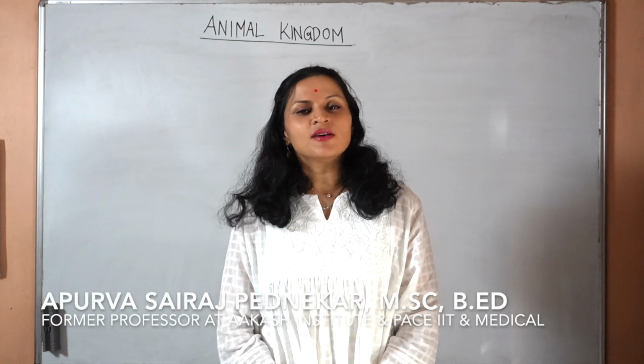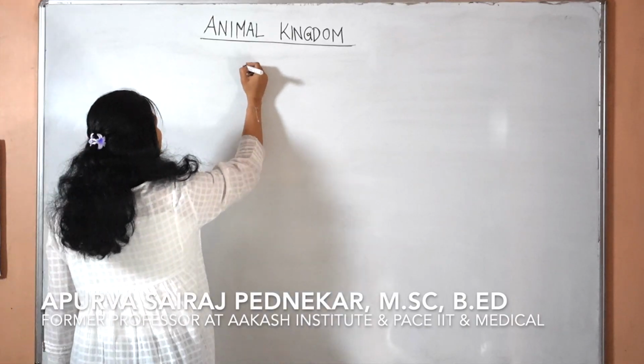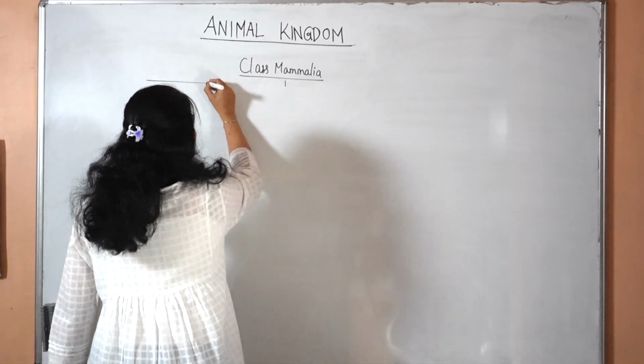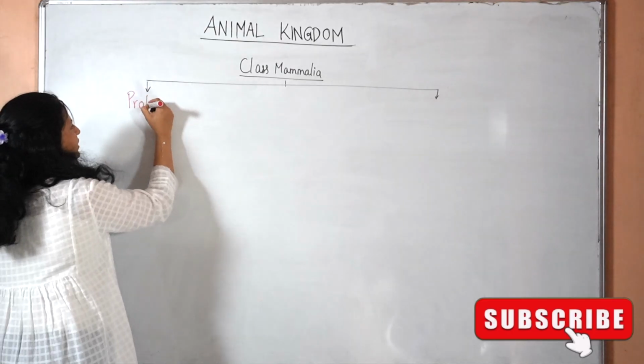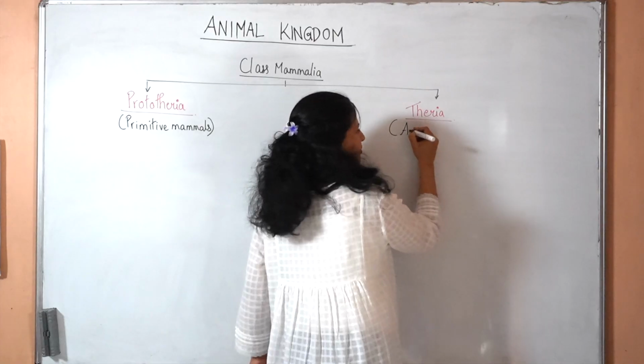Hello students, we have completed the characteristics of class Mammalia. In this lecture, we are going to do the classification of mammals. Class Mammalia is divided into two subclasses, Prototheria and Theria, primitive mammals and advanced mammals.